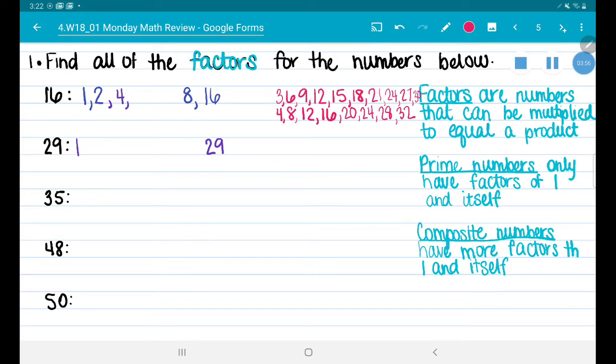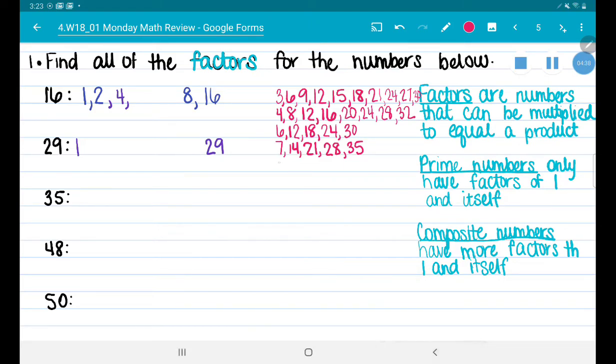I know 5 can't be a factor because for 5 to be a factor of a number, it would have to end in 0 or 5. So I'll try 6. 6, 12, 18, 24, 30. 6 is not a factor of 29. Let's try 7. 7 times 2 is 14. 7 times 3 is 21. 7 times 4 is 28. And 7 times 5 is 35. So 7 is not a factor.